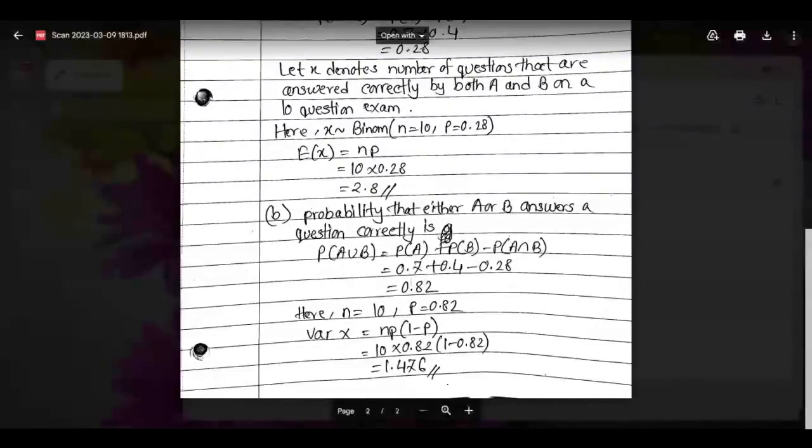And question B asks for the variance of the number of questions that are answered correctly by either A or B. From chapter 3, we have this formula: probability of A or B is probability of A plus probability of B minus probability of A and B, which is 0.7 plus 0.4 minus 0.28, which is 0.82. Now we have n equals 10, which is given, and the probability is 0.82. So the variance of X is going to be n times p times 1 minus p, and this is the answer.